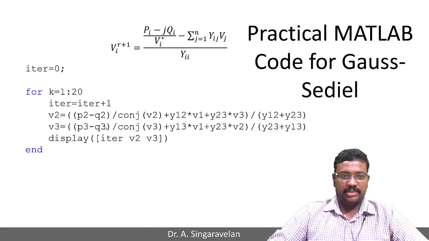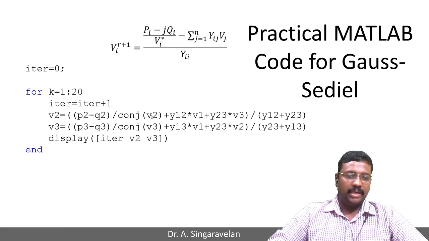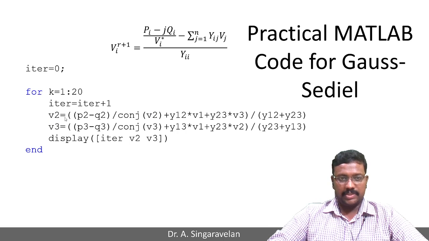After solving these two equations in the first iteration, the result will be displayed, and the iteration count will go from 1 plus 1 to 2. Then iteration 2 will take place. In iteration 2, whatever value we got last time for v2 will be replaced here in the conjugate of v2. The updated value of v2 will be substituted, and the problem will be solved again.